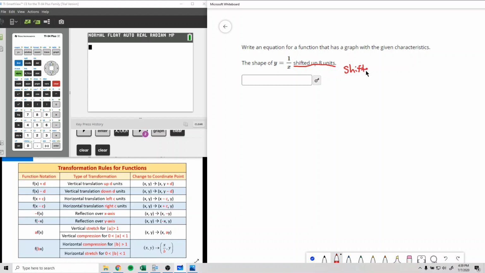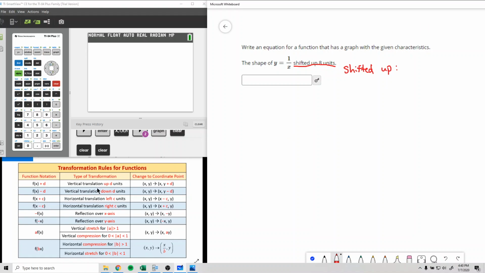Every time you're given a graph transformation, whether it's shifted up or down, left or right, it's reflected over the x or y axis, it can be shrunk or stretched, it's going to correspond to doing something to your equation. And I have this little cheat sheet here just so we can look at it together.